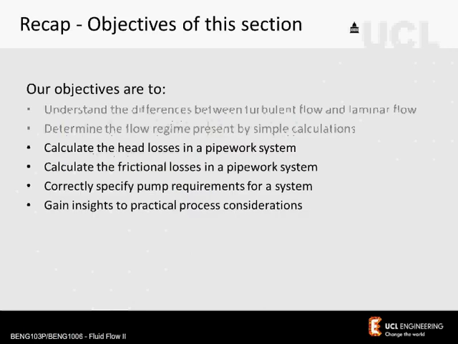Just to quickly recap the objectives of this section on fluid flow: we have already covered the differences between turbulent flow and laminar flow in the previous video, as well as how to determine the flow regime present by simple calculations. In this video we're going to be looking at how to calculate the head losses in a pipework system, how to calculate frictional losses in a pipework system, how to specify pump requirements for a system, and hopefully we'll give you some insights into the practical process considerations as well. All of this will feed into the tutorials that we're going to be doing for the next couple of weeks.